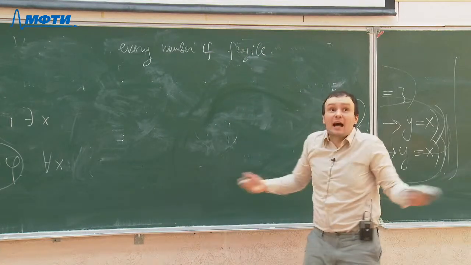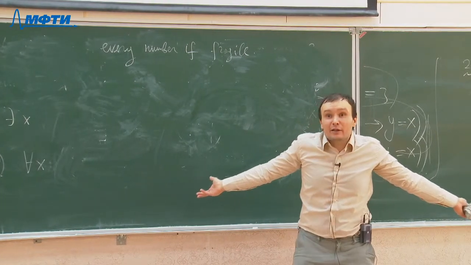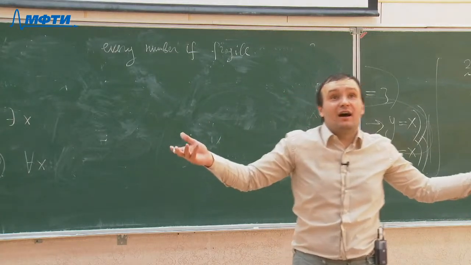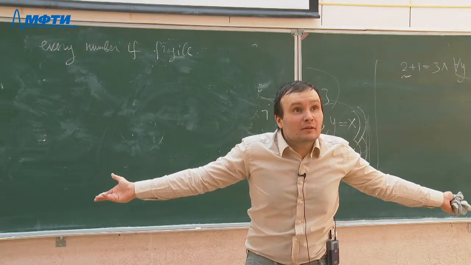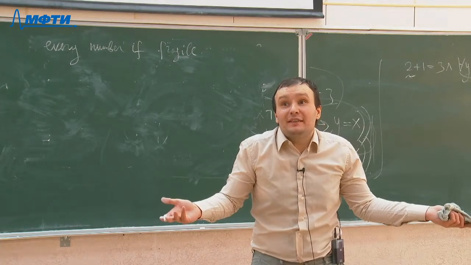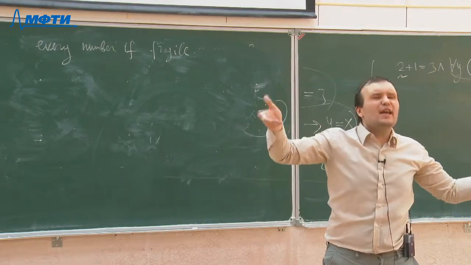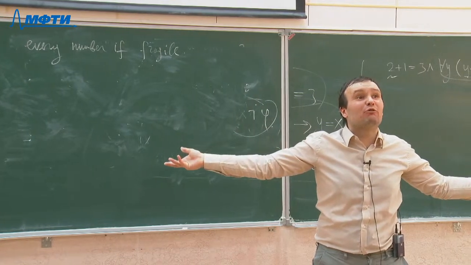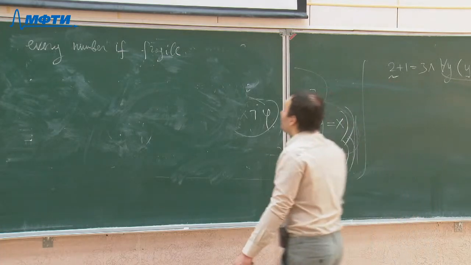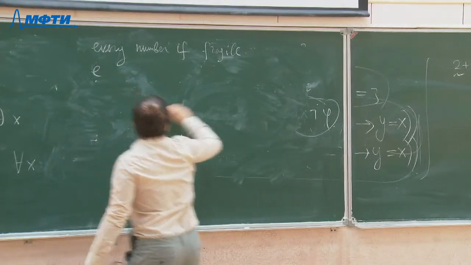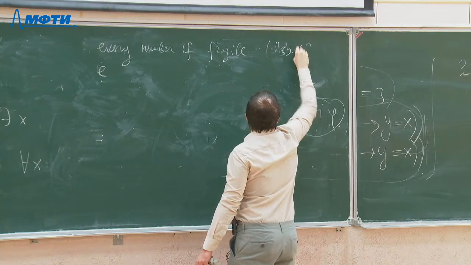What does it mean that a number is fragile? It means nothing. But you may define fragile however you like. It is some abstract property. It's a substitute for writing phi. If number n satisfies some phi, or whatever phi you take, every number is fragile. It's our first assumption. Okay.